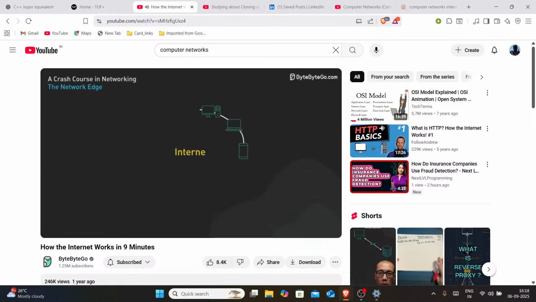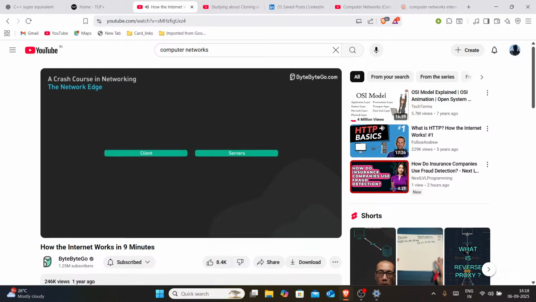Now let's break down the key components of the internet. We'll start with the network edge. The network edge consists of end systems, also called hosts. These are the devices connected to the internet. They include desktop computers, servers, mobile devices, and an increasing number of IoT devices like smart home appliances.